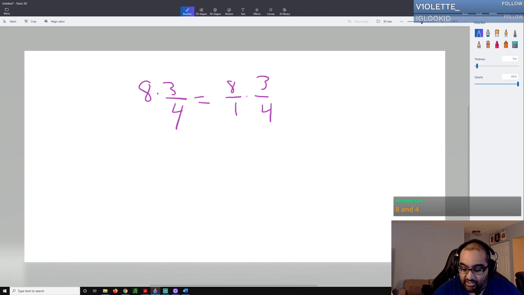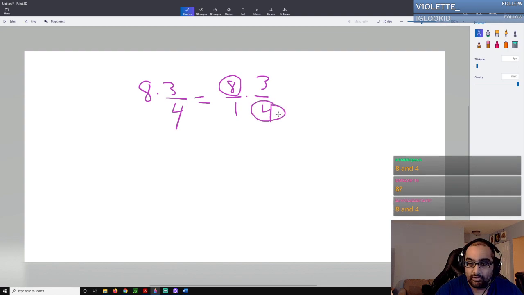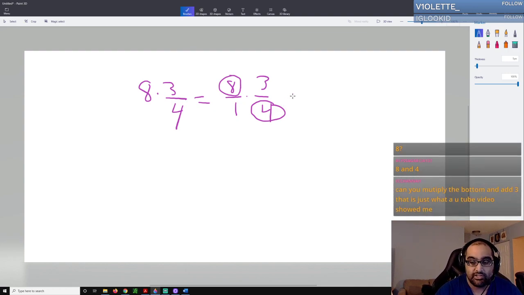Eight and 4. Okay, good. All right, so 8 and 4 is correct. Again, we have to pick one number on the top and one number on the bottom, so it's going to be a pair of numbers. Just understand that it's always a pair of numbers.